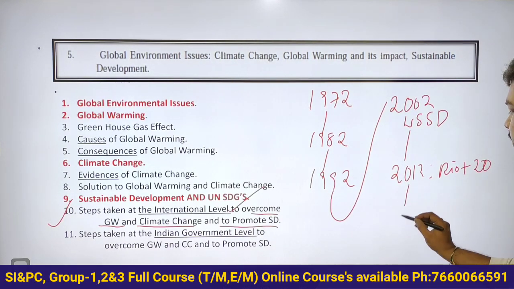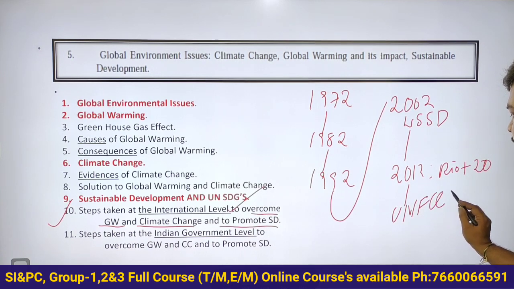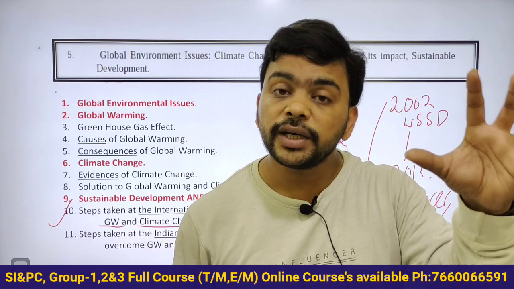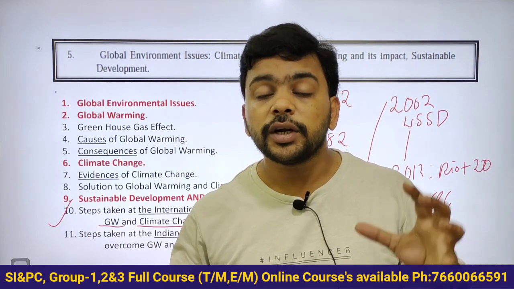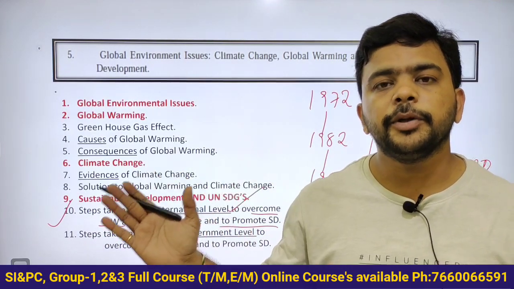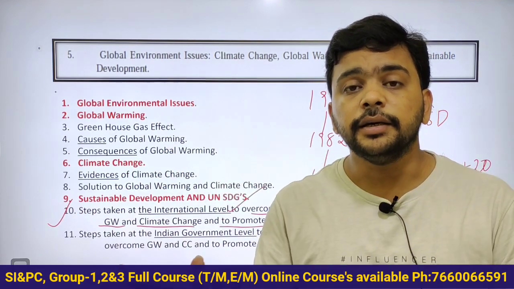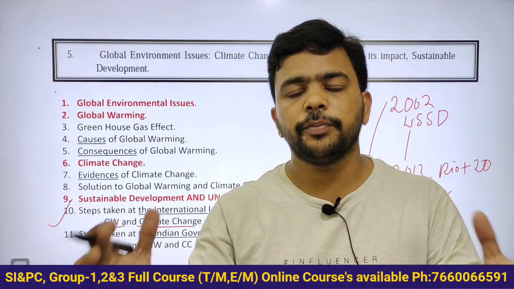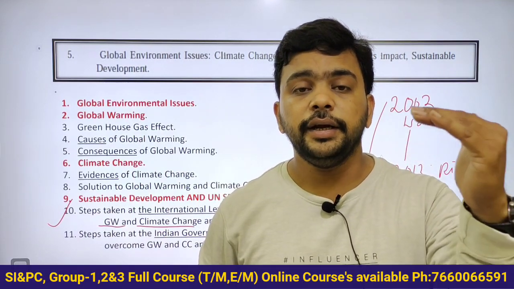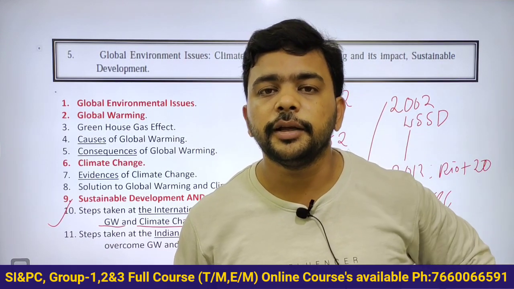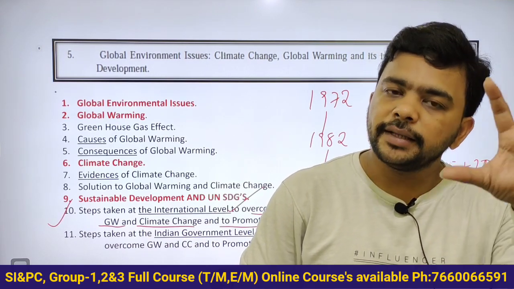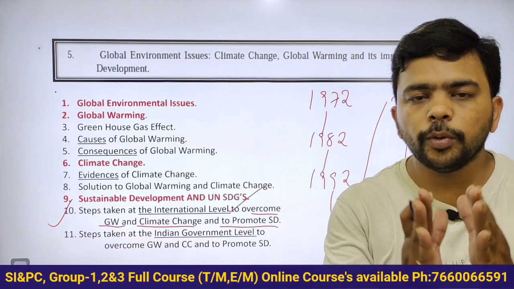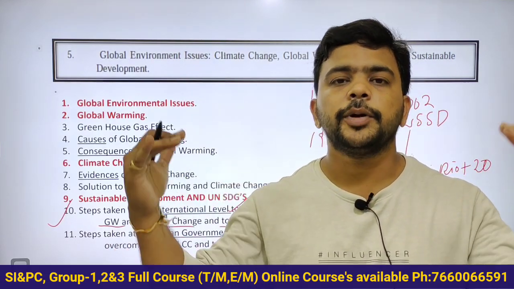And we have to discuss the United Nations Framework Convention on Climate Change, the Kyoto Protocol, what are Annex 1 countries, what are non-Annex countries, what is Annex A of the Kyoto Protocol, what is the first commitment period and the second commitment period of the Kyoto Protocol, why the Kyoto Protocol failed, and how the Paris Climate Agreement replaced it in 2015. What are the aims and objectives of the Paris Climate Agreement? What are INDCs, intended nationally determined contributions, under the Paris Climate Agreement? What are India's commitments in the Paris Climate Agreement? All these things we will understand as part of the international level steps taken to overcome global warming and climate change and to promote sustainable development.